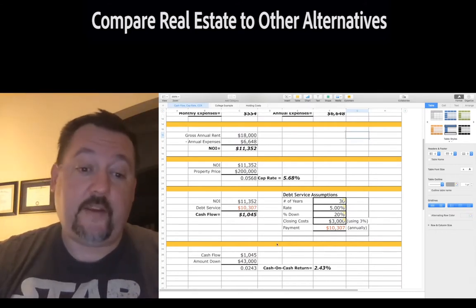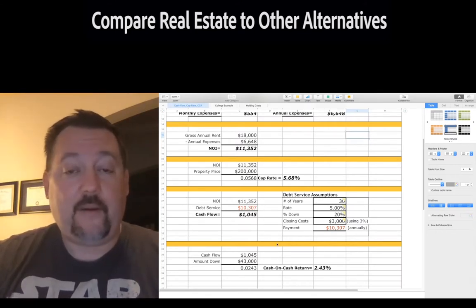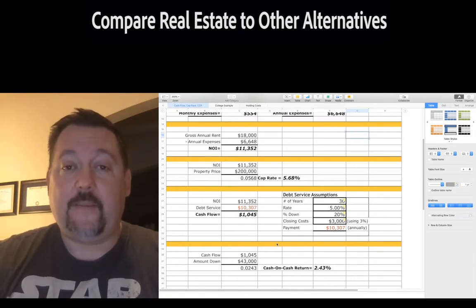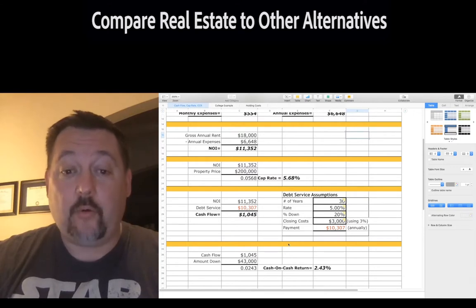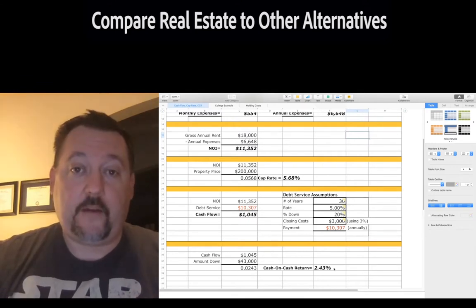Now, I do have a vacancy that may make $1,600 a year. I don't want to put $43,000 down to make $1,000. I just don't. If I was putting a lot less down, or if this was a lot less expensive, that would make more sense. I've seen this cash on cash return at 19 and 20%. Those deals get gobbled up very quickly.